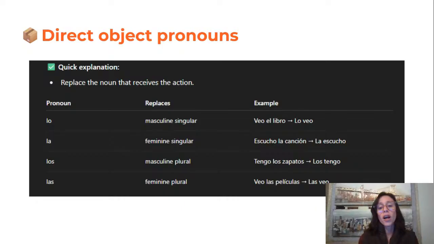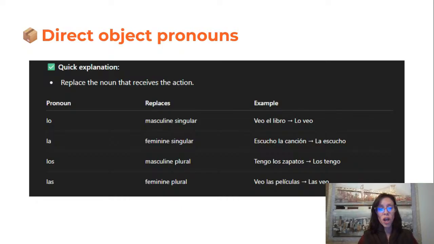So that is with the case of "los" and "las." "Tengo los zapatos." I have the shoes. "Los tengo." I have them, but I've got them as well. "Tengo los zapatos." I have the shoes, or I've got the shoes. I have them, or I've got them.